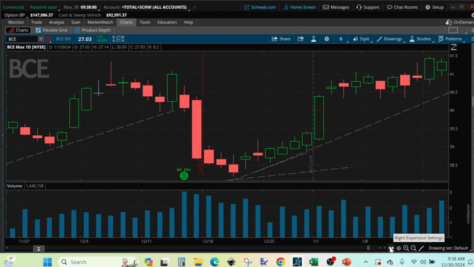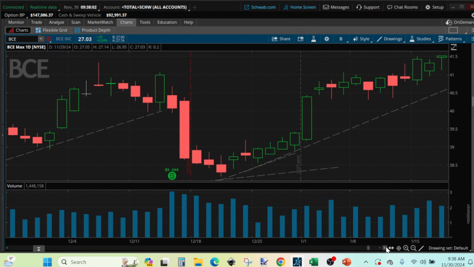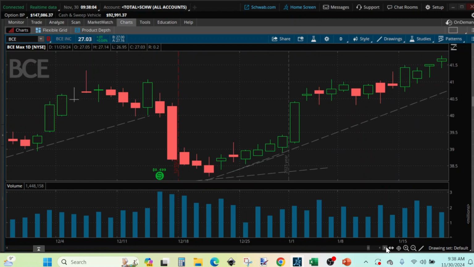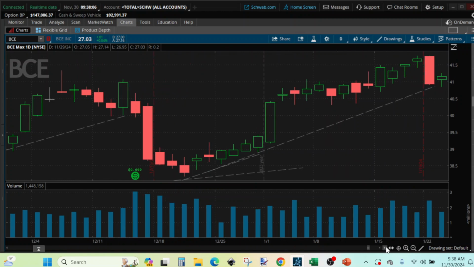It continued to go up, and then we have a pullback to the trend line that we traced, and then you have the first green bar. Based on our rule, we'll get back in here. So you get back in there, you bought it.